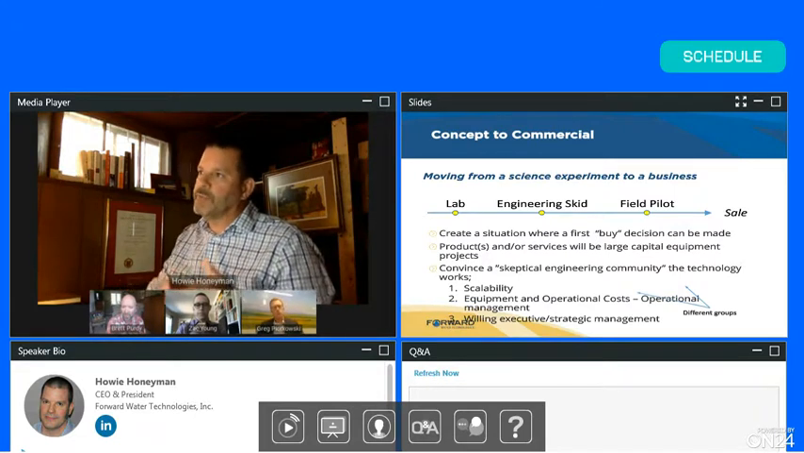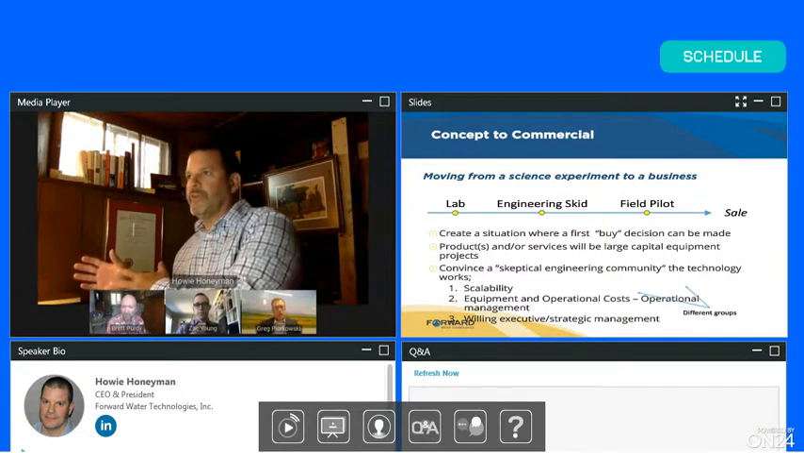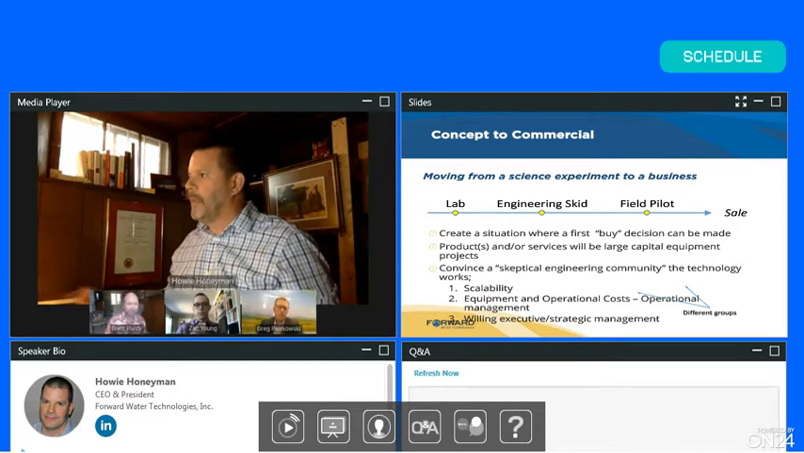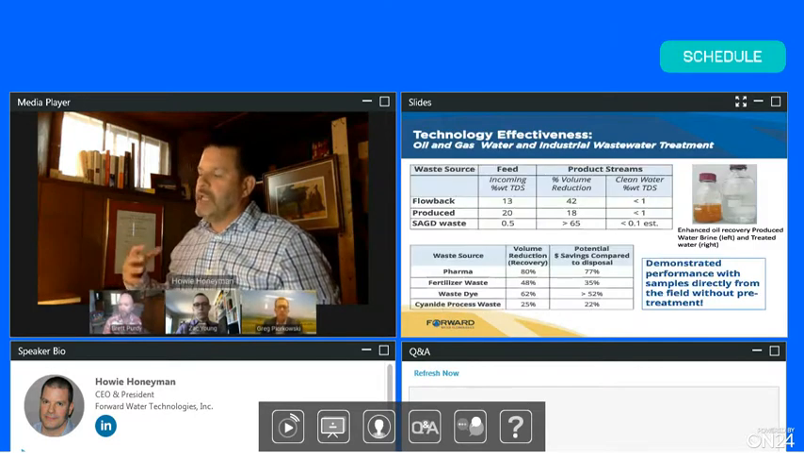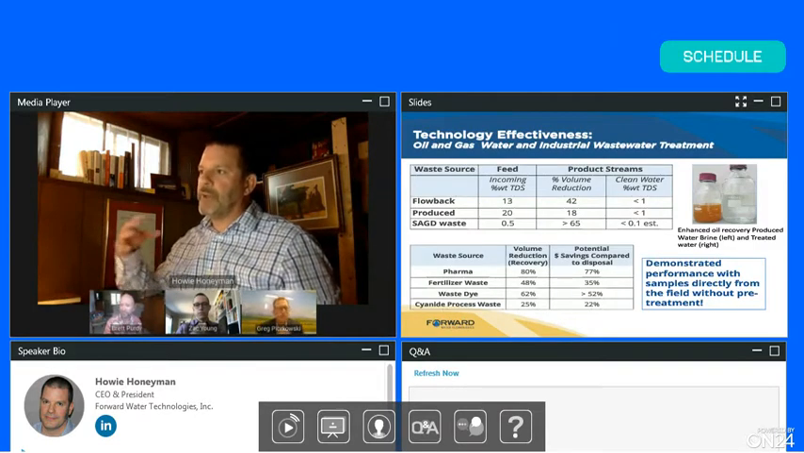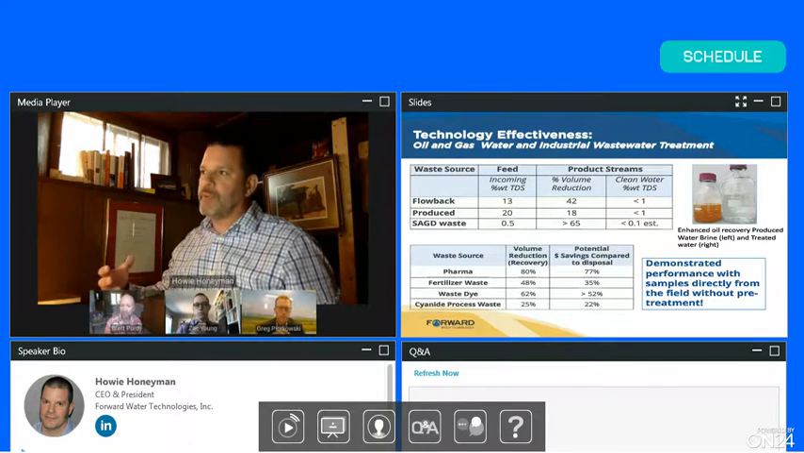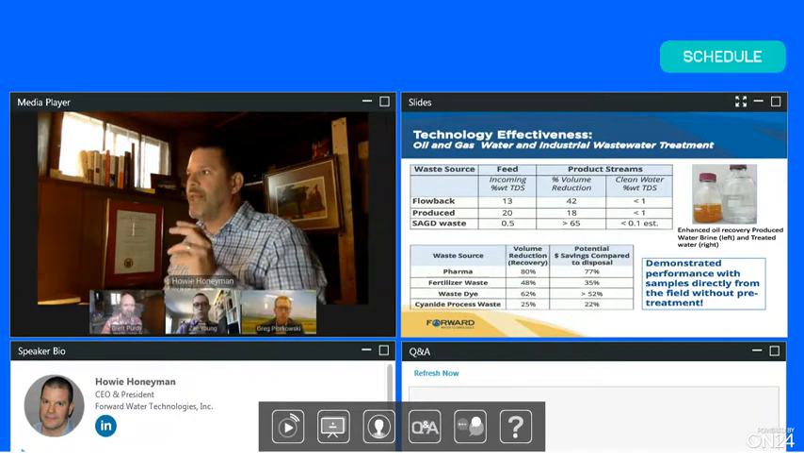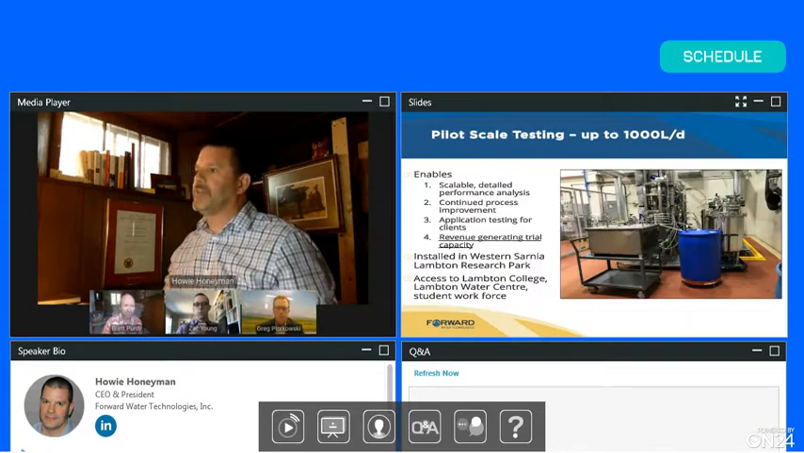So our goal is to move from the lab into a sales mode, and that's where we've journeyed to this point. So let's start at the lab. I'm not going to go over the details of this slide, but what we did is we sourced a whole slew of wastewaters, including wastewater from the oil and gas industry and industrial processes, and the technology works. And it's quite remarkable at bench scale, but that's not significant enough.